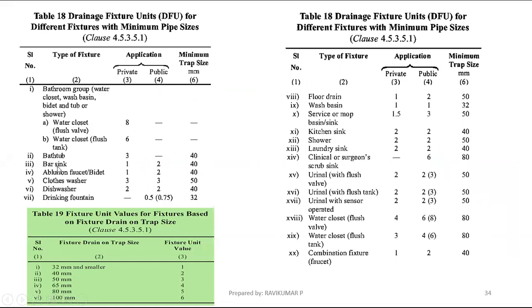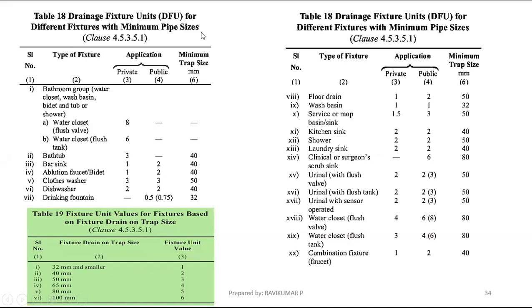Bar sink. Bar sink means in the bar they have used one sink. For that one you have to take one fixture unit. It is a small amount, in a bar sink they only wash glass bottles. That's why they provided one fixture unit, the flow will be very little. If you are going for a public bar, then you need to take two fixture units.